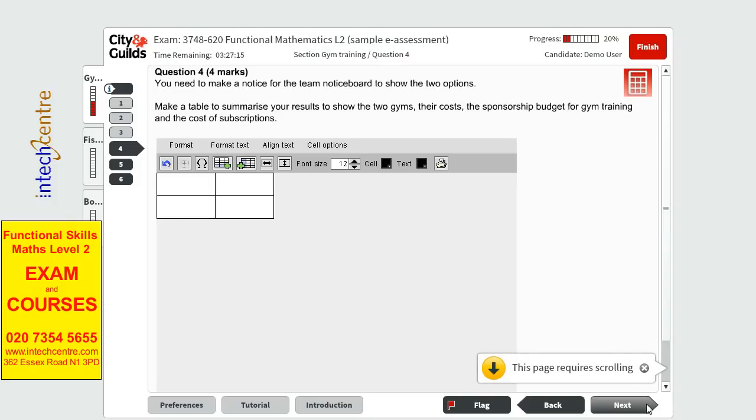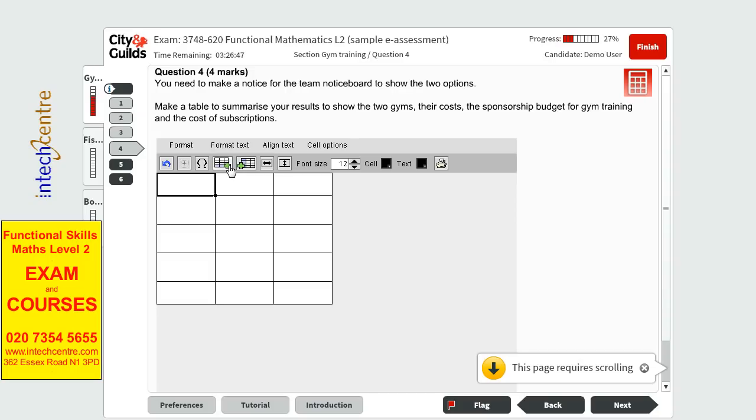In question 4, we need to make a notice for the team notice board to show the 2 options. We have to make a table to summarize the results and to show the 2 gyms, their cost, the sponsorship budget for gym training, and the cost for subscription. Now we need all the results to hand so that we can create the table. Let's make it bigger, as I always say, so that we have enough space to present our results. So you could leave the first box on the left blank so that you can put the name of the 2 gyms next to it, so that we can easily present our results.